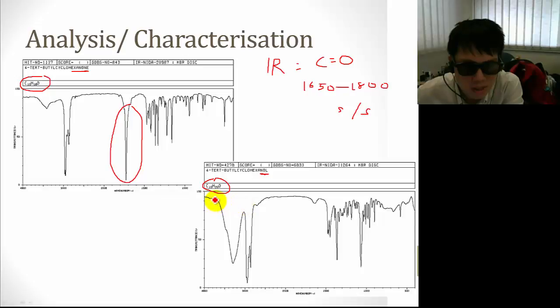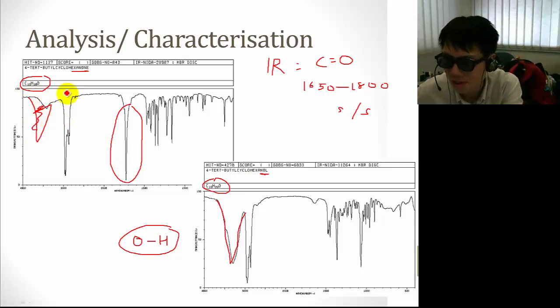So you see this part's missing, whereas for the other spectrum you see that this is rather broad. It's indicative of hydrogen bonding that exists when you have the OH group. And of course this must refer to the alcohol, not the ketone. Okay, so this part's missing.